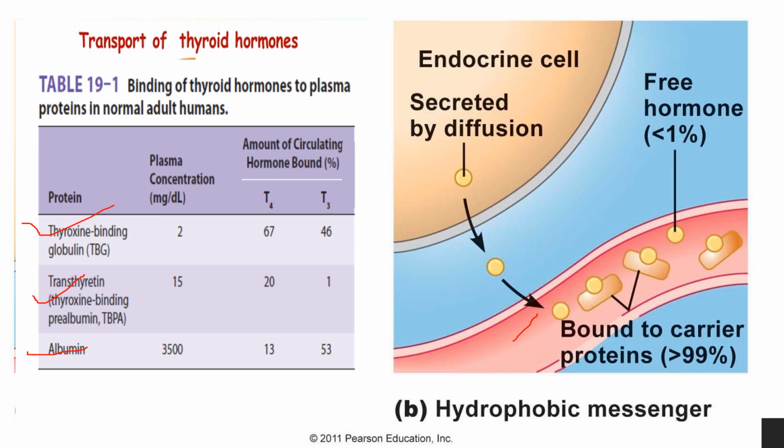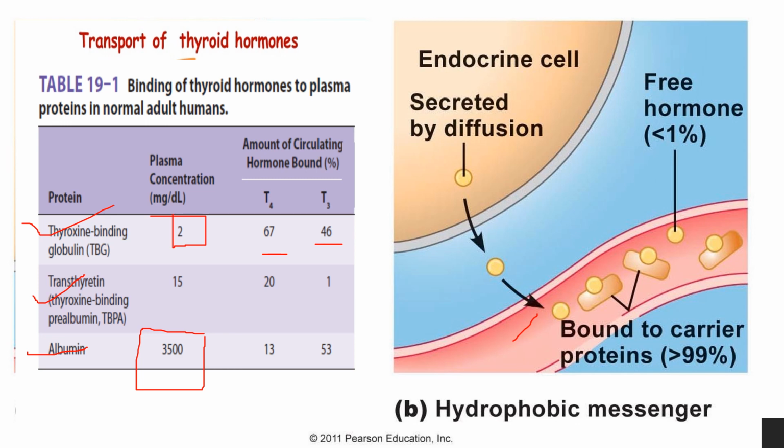Out of these three proteins, albumin has the largest capacity to bind T4. We can see that the plasma concentration of albumin is largest, and thyroxine binding globulin is only 2 mg per deciliter. But thyroid binding globulin has the highest affinity for T4. That's why 67% of T4 remains bound with thyroid binding globulin, and 46% of T3 remains bound with it. Normally 99.98% of T4 in plasma is protein bound, and a very small amount of T4 is free.